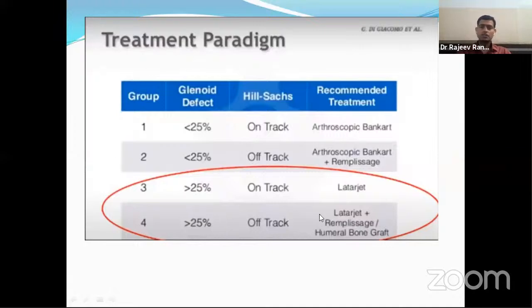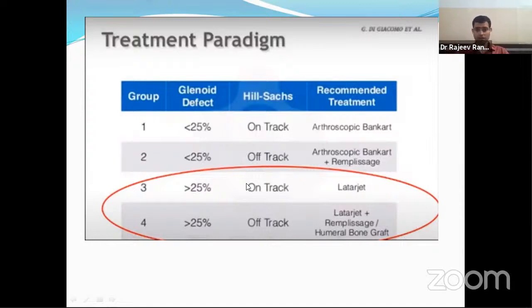On the basis of this off-track and on-track lesion, a treatment paradigm has been suggested by Di Giacomo et al. for the management of this shoulder instability. If the glenoid defect is less than 25% and the Hill-Sachs is on track, then only the arthroscopic Bankart will suffice for the management of that patient. But if the defect is less than 25% and the Hill-Sachs is off track, that is, it's engaging, then along with arthroscopic Bankart, you need Remplissage. Remplissage is just filling up that humeral head defect with the infraspinatus tendon.